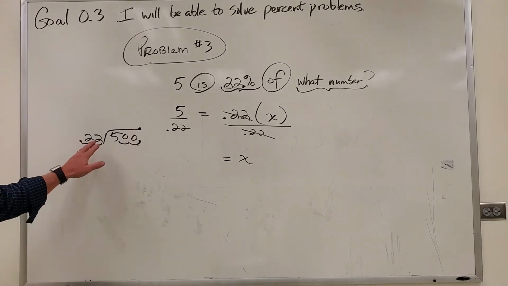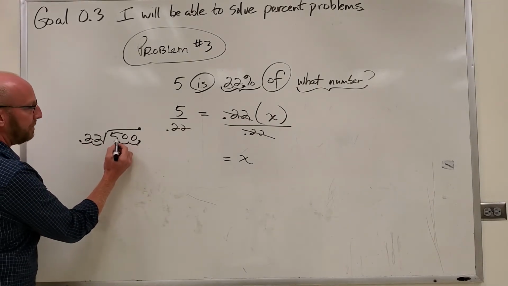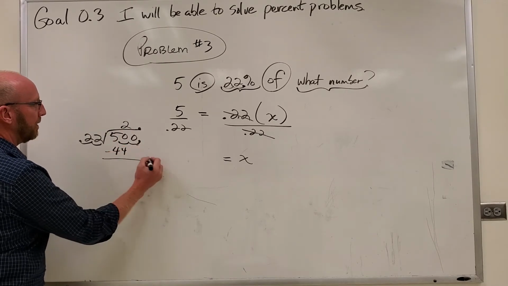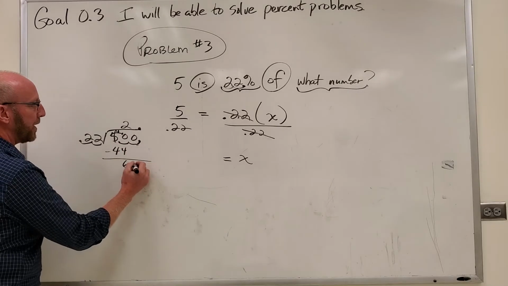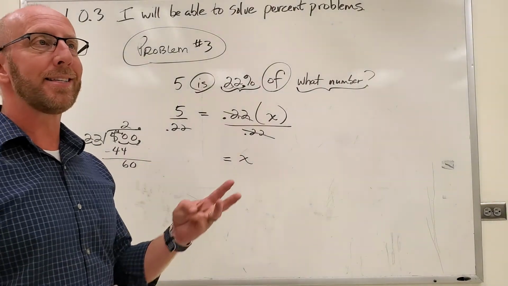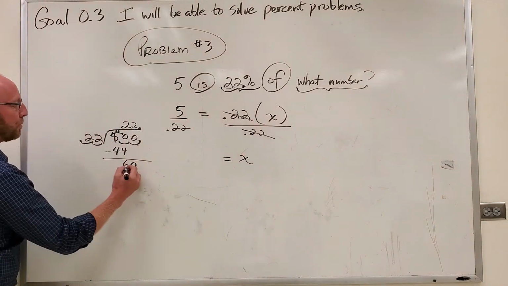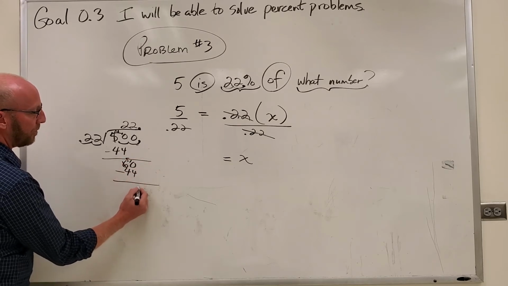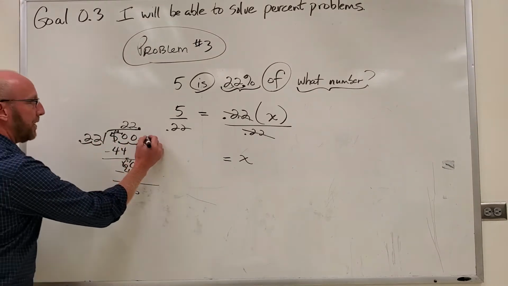All right, so how many 22s in 500? 22 goes into 50 twice. 22 times 2 is 44. Borrow 10 minus 4 is 6. Bring the 0 down. How many 22s in 60? Well, 22 times 3 is 66. So that's too big. So there's still 2. 2 times 22 is 44. Subtract. Borrow. 10 minus 4 is 6. 5 minus 4 is 1. Now I'm going to bring a place value down.